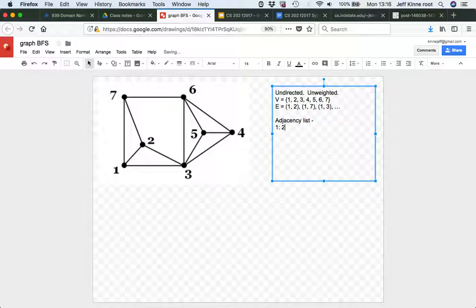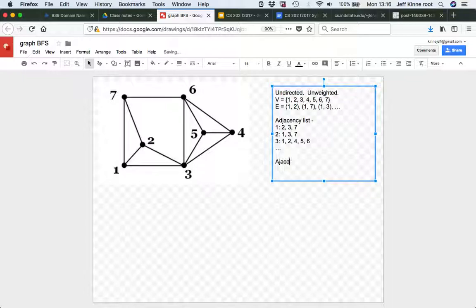1 is adjacent to 2, 3, 7. 2 is adjacent to 1, 3, 7. 3 is adjacent to 1, 2, 4, 5, 6, and so on. That's what an adjacency list might look like, depending on how you specify it.